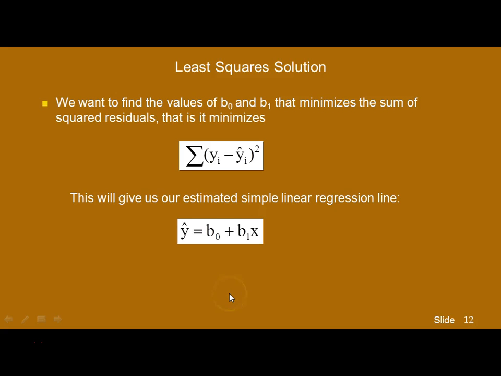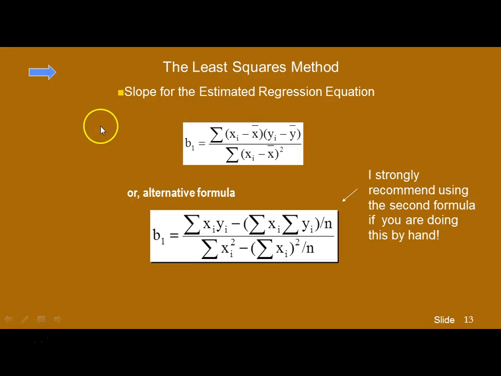So we need formulas for the slope and intercept. I'm going to give you 2 different formulas for the slope term. And again, you don't have to worry about where these formulas come from. They come out of calculus. One way to calculate B1, the slope term, is to take summation xi minus x bar times yi minus y bar over summation xi minus x bar squared.